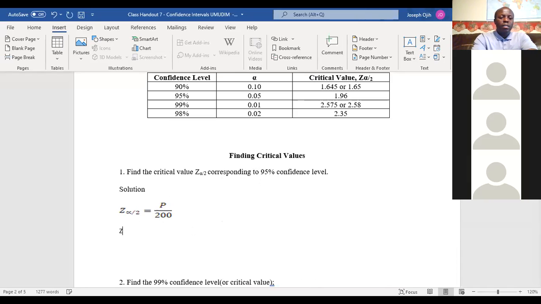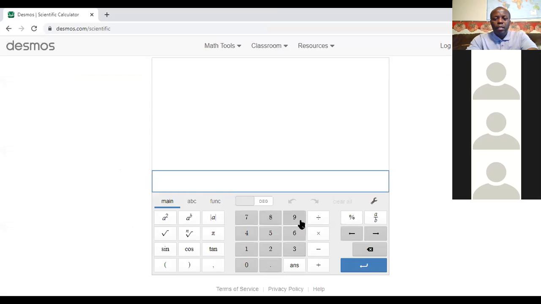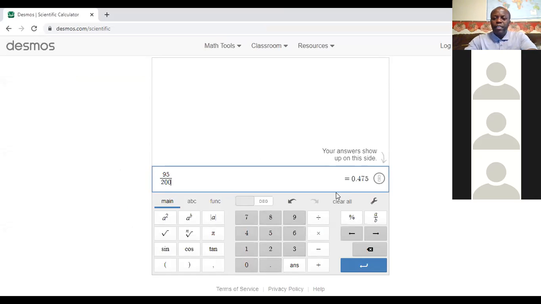So you're going to write Z alpha over 2 equals P over 200. For 95%, P is 95. So it's going to be 95 over 200. Now you can do this on the calculator: 95 divided by 200 gives 0.475. Because the numbers in that table are for these decimal places, you can make it 0.4750.